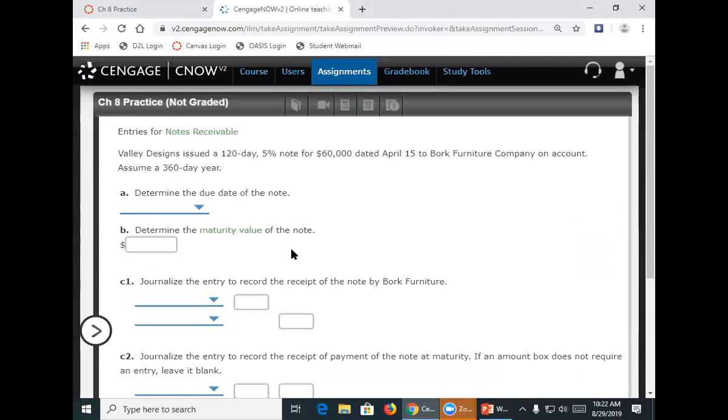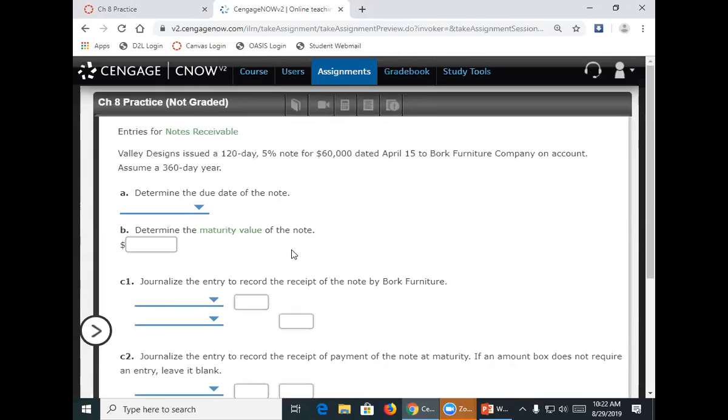If they pay on their accounts receivable within the term, a notes receivable will always bear interest. So if you go to the next example in this Engage practice, we have notes receivable. Valley Designs issued a 120-day 5% note for $60,000 dated April 15th to Bork Furniture Company on account.